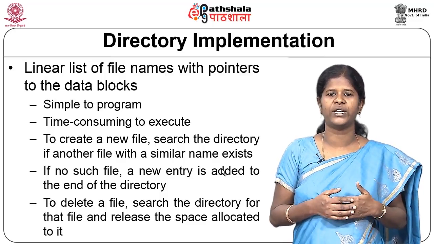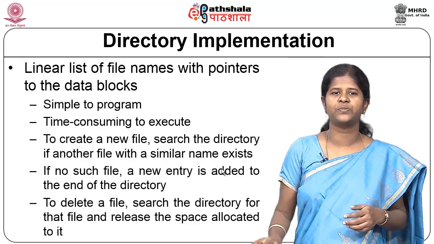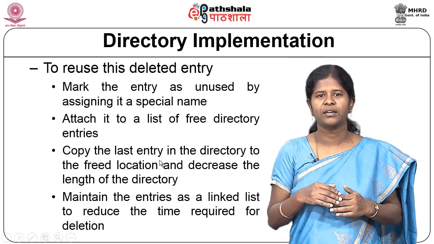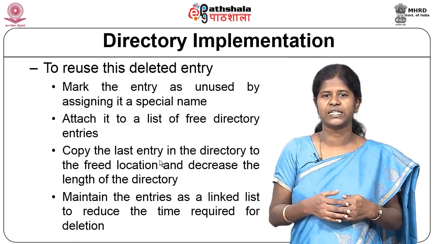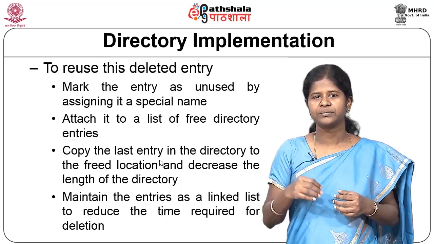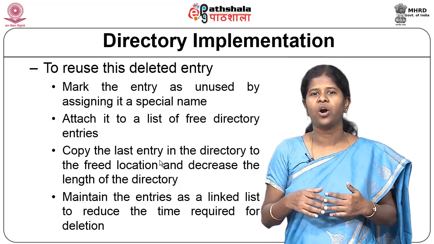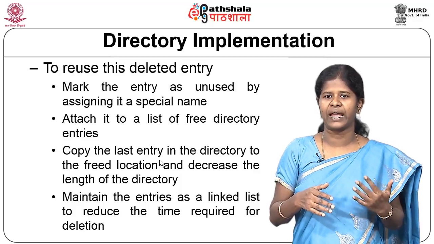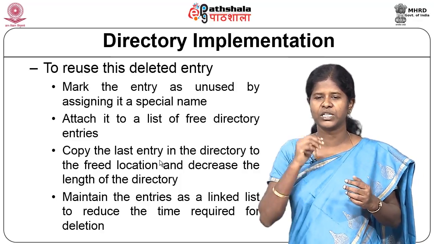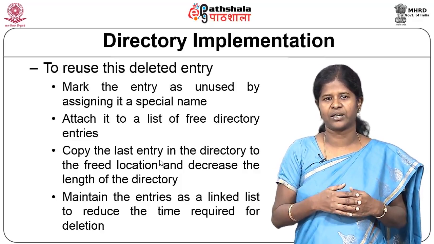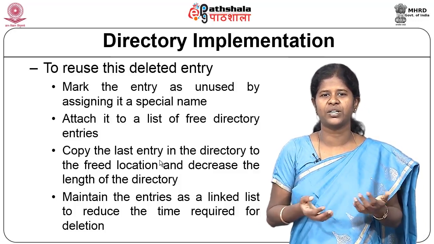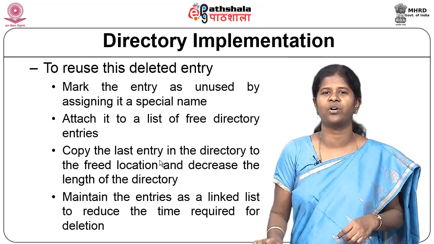And to delete a file, you need to search the directory for that file and release the space that is allocated to that file. But now, when you delete this entry, you have to reuse this deleted entry. How do you reuse the deleted entry? You can mark that the entry is unused by assigning it a special name, or you can attach it to a list of free directory entries, or you can copy the last entry in the directory to this free location and decrease the length of the directory. Another way is to maintain the entries as a linked list, so that deletion becomes easier and it reduces the time required for deletion as well.